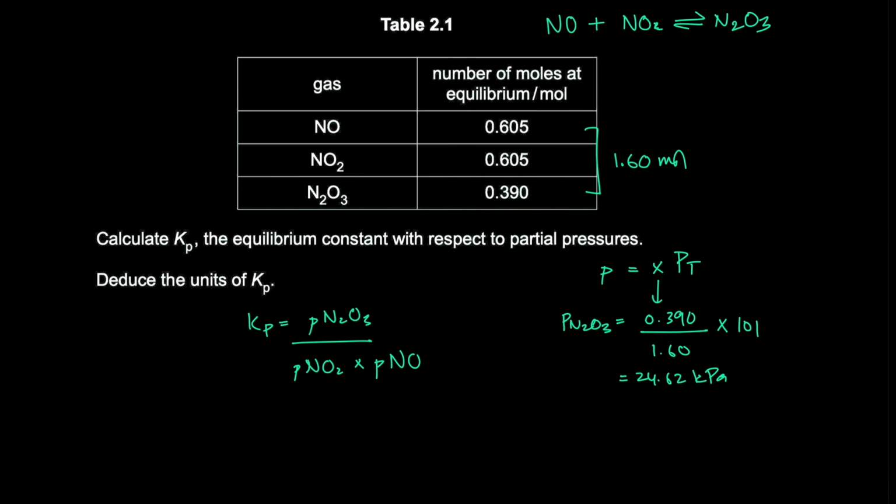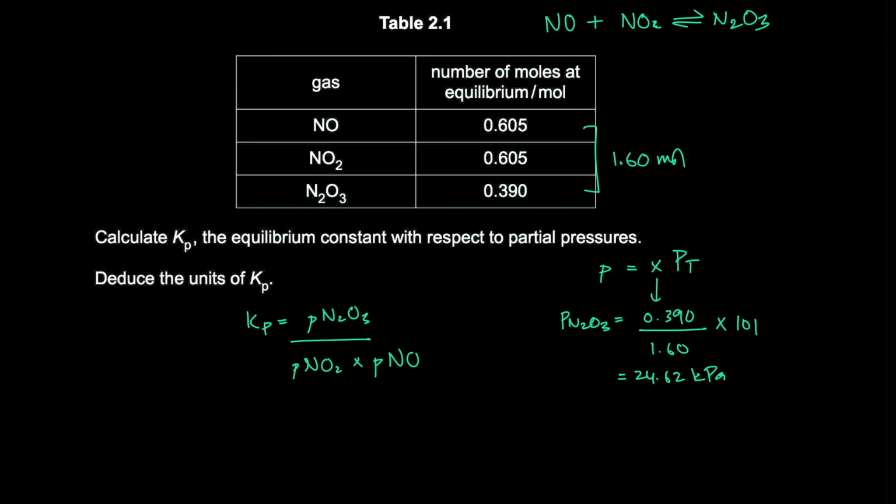And then the partial pressure of NO is equal to the partial pressure of NO2. And that again is the mole fraction, the number of moles of NO, or the number of moles of NO2, divided by the total number of moles, times the total pressure, and this gives us the partial pressure as 38.19 kilopascals.